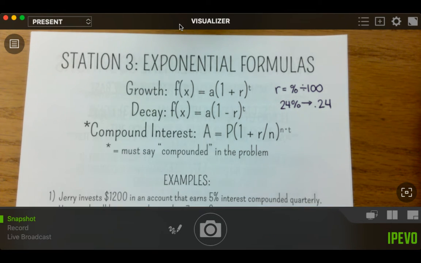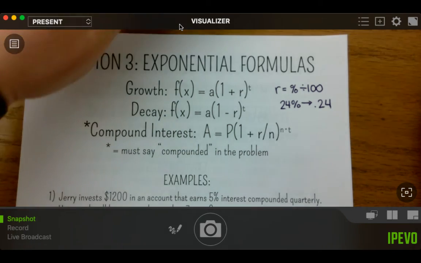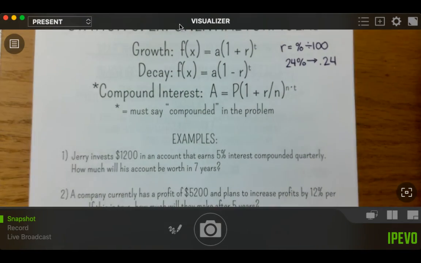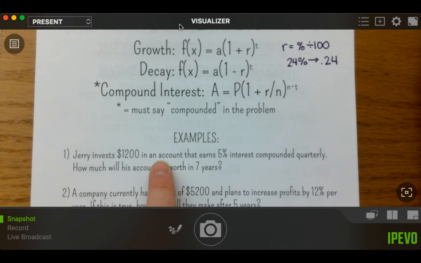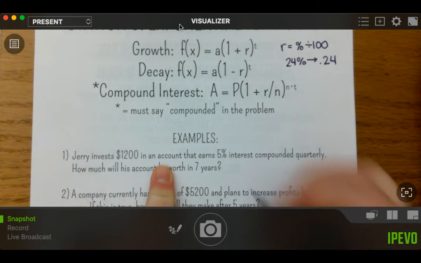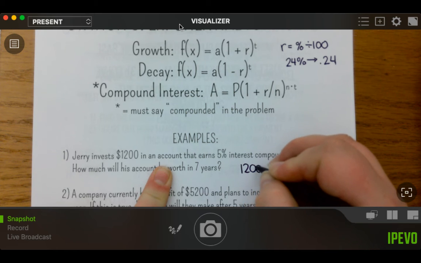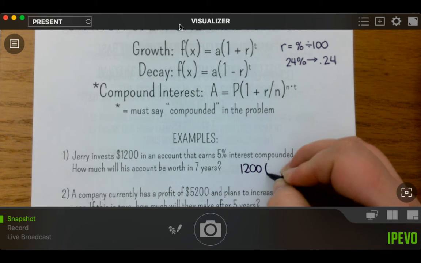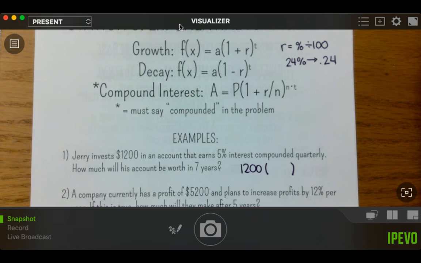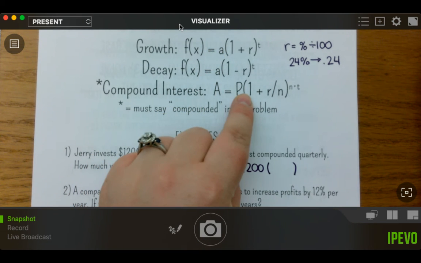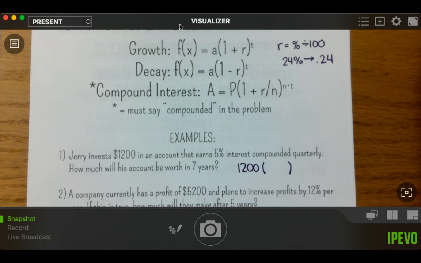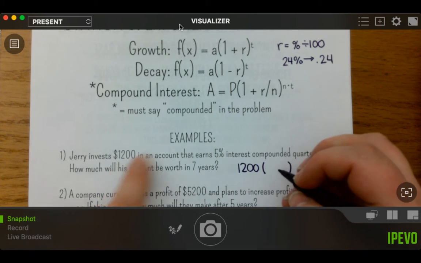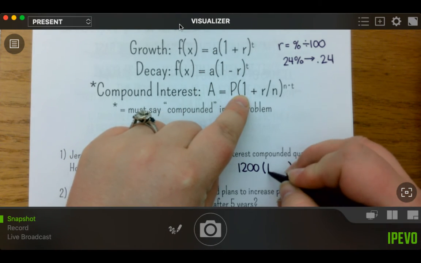All right, moving on. So in the examples, I'm going to kind of highlight which one you would use and why. So for this one, Jerry invests $1,200, so you're always going to start with that much in front. And then you're going to go to your parentheses. All of these start with the initial amount in front. The initial amount always, every single time, no matter what type of exponential, goes in front. It has to. And then it always is going to start with a 1 next to the parentheses.